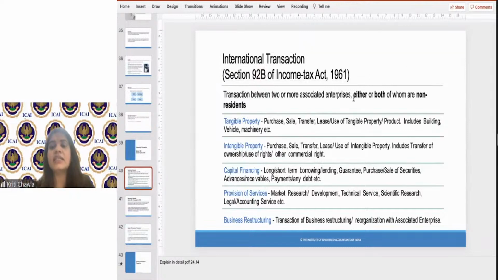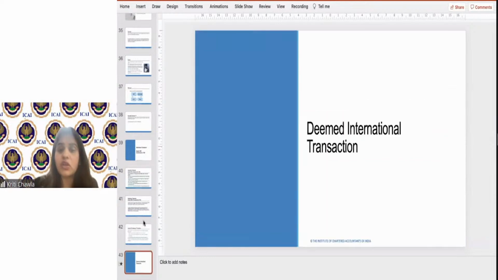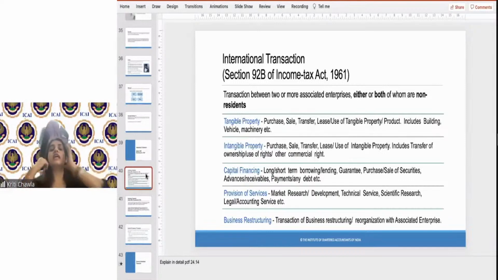Now, the thing is that one party has to be a non-resident and the other may be a non-resident or a resident, it does not matter. But at least one party has to be a non-resident. At the same time, I'm going to make this clear as we go forward and discuss the concept of deemed international transactions. I'm going to come back to that. But for now, it says that international transactions are these transactions, and these are provided in Section 92B. So the point is, what are these transactions?